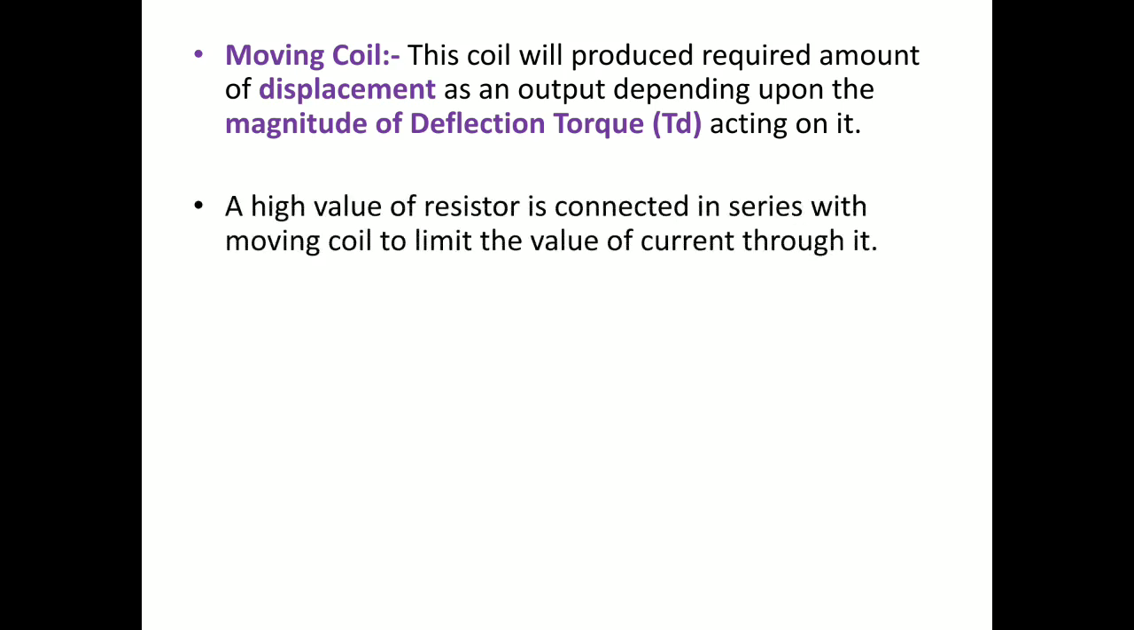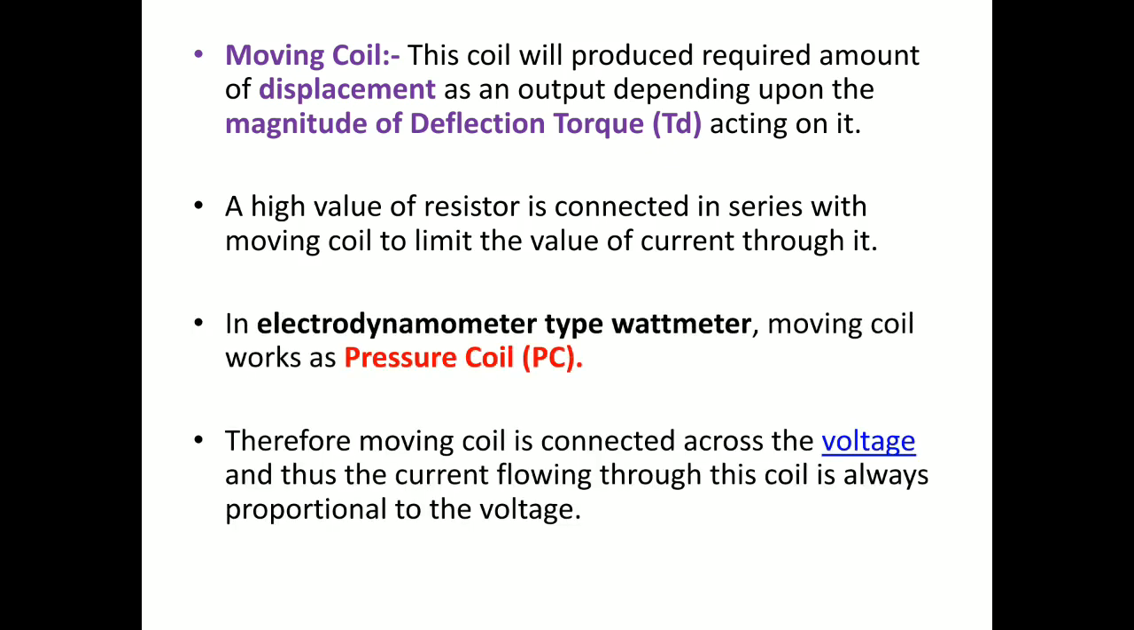Second thing is that if you see the construction of electrodynamometer type wattmeter, here in series with a moving coil, a very high value of resistor is connected. That I am going to show in the next slide or next to next slide. So why is this arrangement done? Because in case of electrodynamometer type instrument, the moving coil is also known as pressure coil. Why? Because they have to carry the full value of supplied voltage, and as they carry a full value of supplied voltage, we can say that the value of current flowing through these coils is proportional to the supply voltage V. So the same thing is mentioned over here.